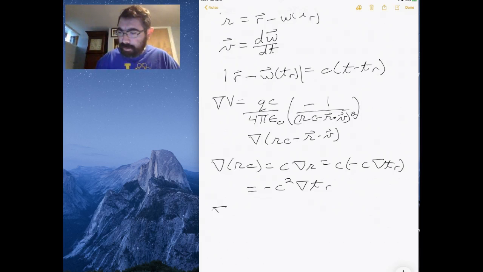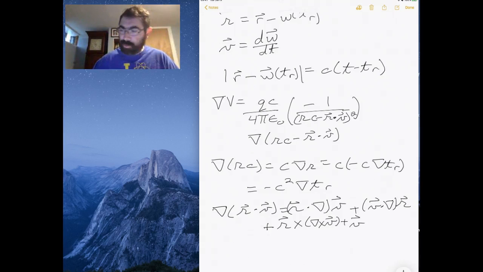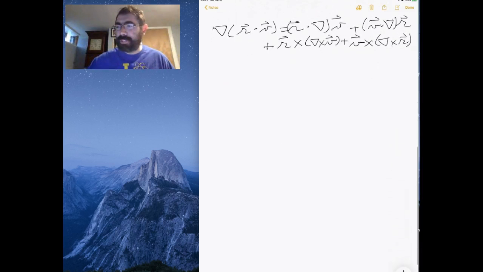If we now look at the gradient of the dot product, then what we'll have is R dot del times V, plus V dot del times R, plus R cross del cross V, plus V cross the curl of R. So basically there are four terms when we take the gradient of that dot product.